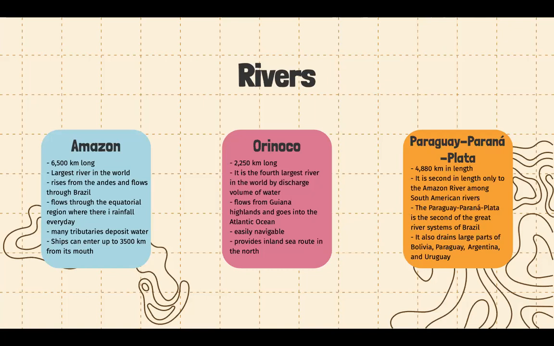The Paraguay-Parana Plata is 4,880 kilometers in length. It is second in length only to the Amazon River among South American rivers. So it's the second largest river in South America. The Paraguay-Parana Plata is the second of the great river systems in Brazil. It also drains large parts of Bolivia, Paraguay, Argentina, and Uruguay.